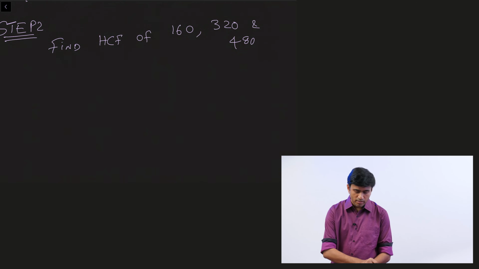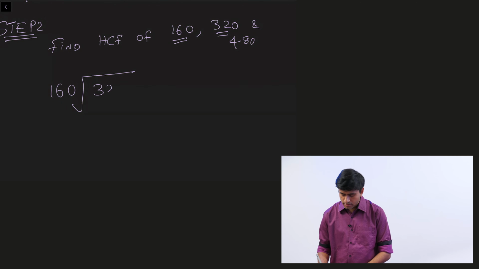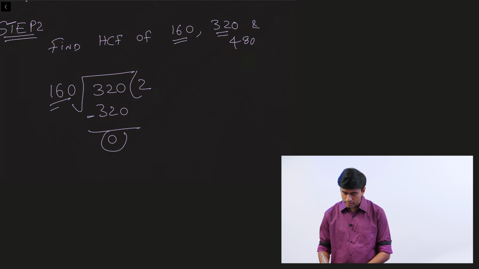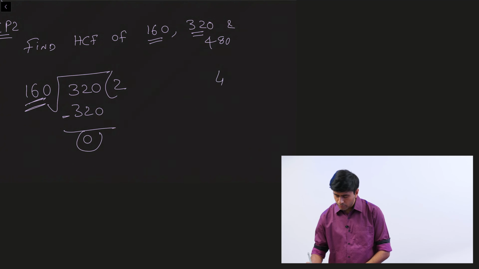So we will take 160 and 320 first. 320 divided by 160 gives you, 160 goes 2 times, 320, 0. Therefore 160 is the HCF for 160 and 320. Now step 2 is where you divide the last number 480 by 160. It goes 3 times, 480, 0.